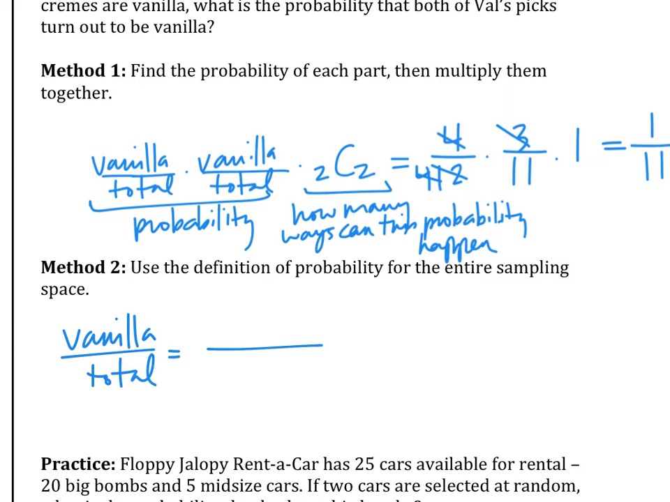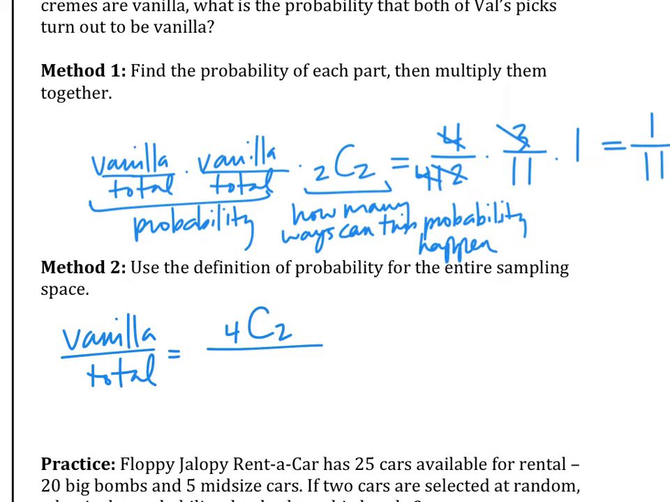Okay, so what is the chance that you pick a vanilla? Or how many ways can you pick vanillas? Well, how many vanillas are there? There are 4. And how many do you want? You want 2. So the question is, how many ways can 2 vanillas come out of 4? So that's 4C2.